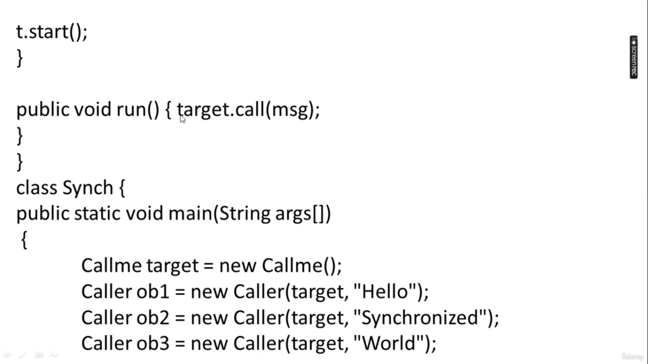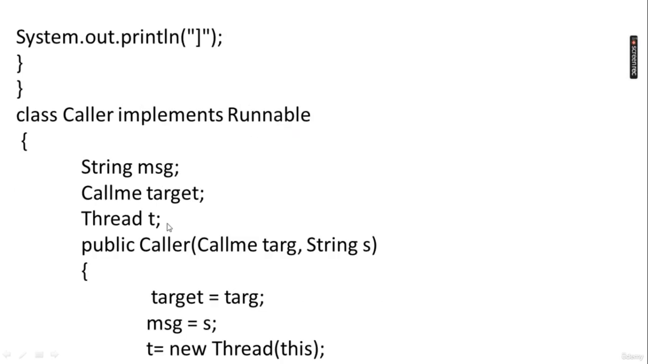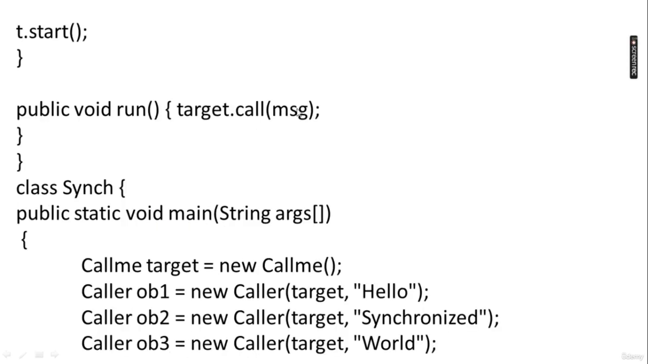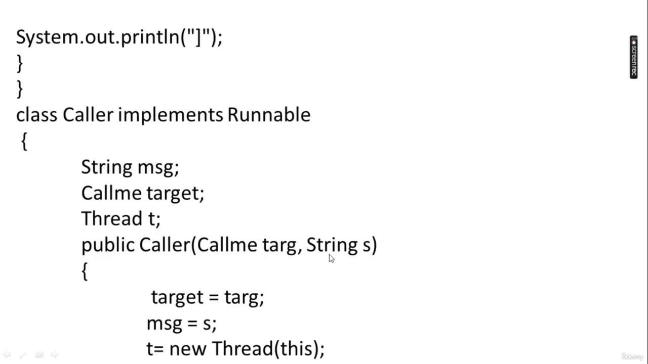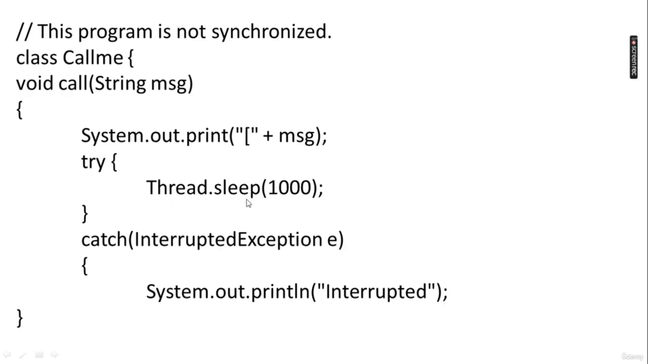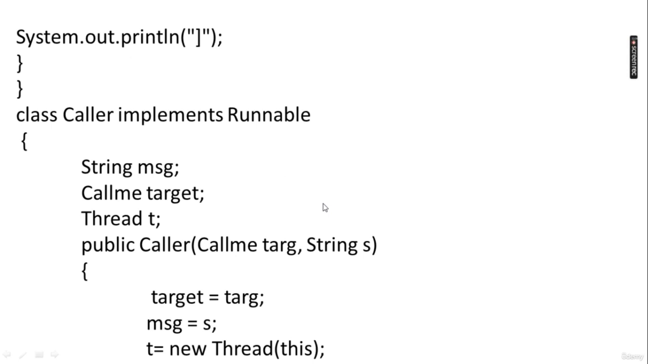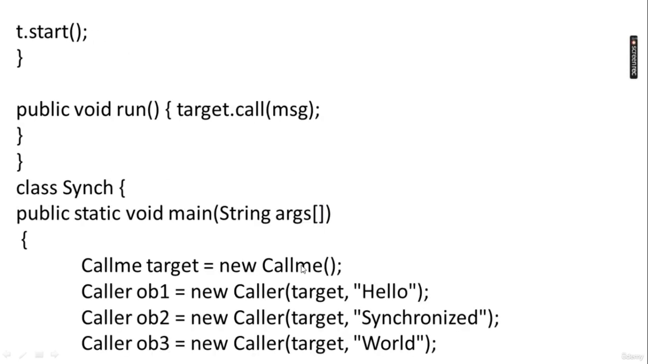What is it doing? It is doing this in the run method. It is calling the CallMe object's target.call. After target.call, this will come here. This will print the opening square bracket and then the message. So what is the message over here? We have passed that over here. After that, our thread will sleep for 1000 milliseconds, that is 1 second. After that, what will happen?